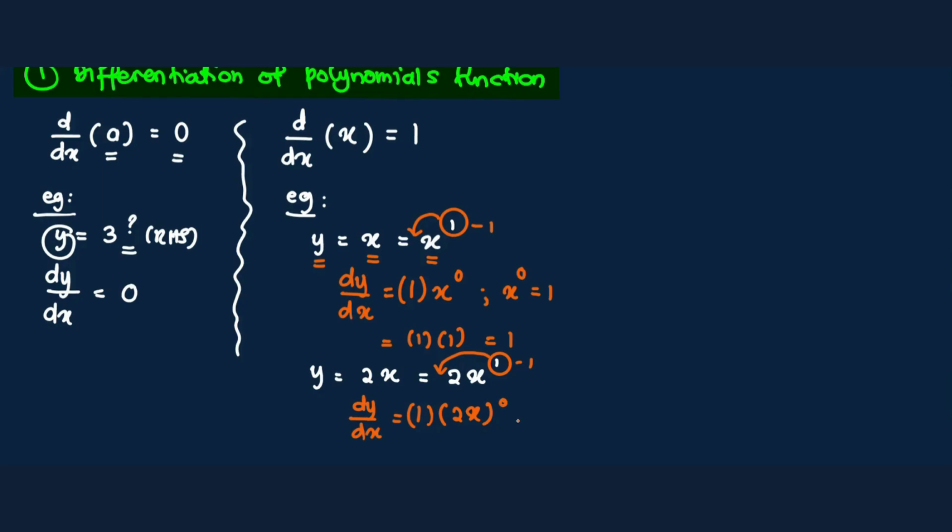Okay, so here this is equivalent to 1 times 2 times 1. So the answer is 2. There's a correction here. I should put a bracket to the 2 here and create another bracket for x then. Okay, next rules.